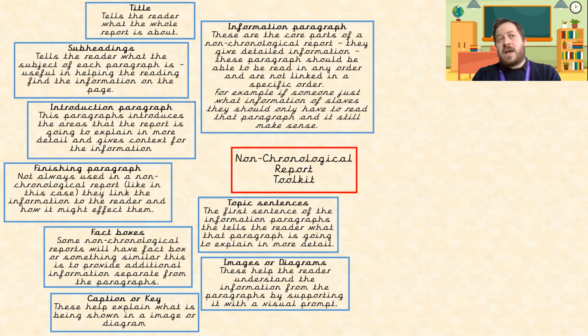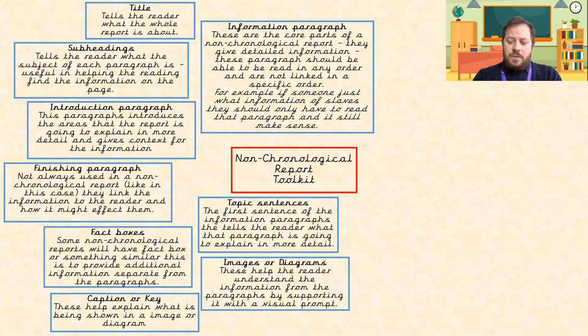So a reader can read that first line, have an idea of the information coming up, and can decide at that point whether that's the information they need. Next, we have the additional parts which go alongside all the information. And they're the images and diagrams which help us see what is meant in the report. It's a visual prompt to the information. A caption or key that goes alongside those images or diagrams just gives a brief explanation of what they are. And then you can find fact boxes, did you know boxes, fact files, some way additional information is shared on the report.